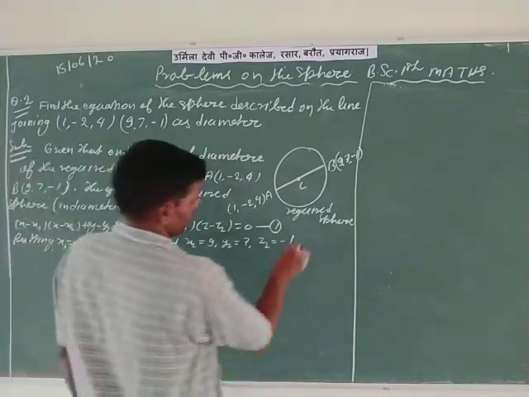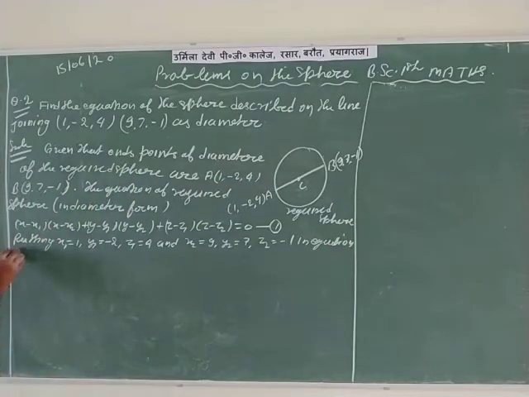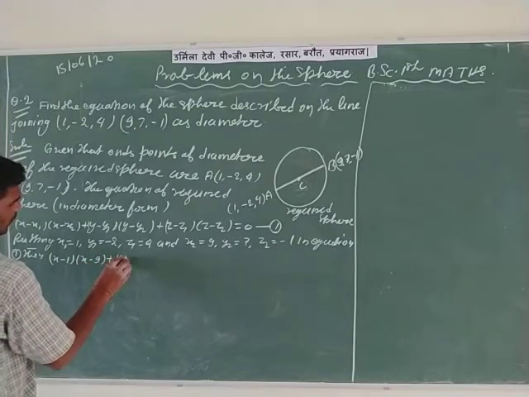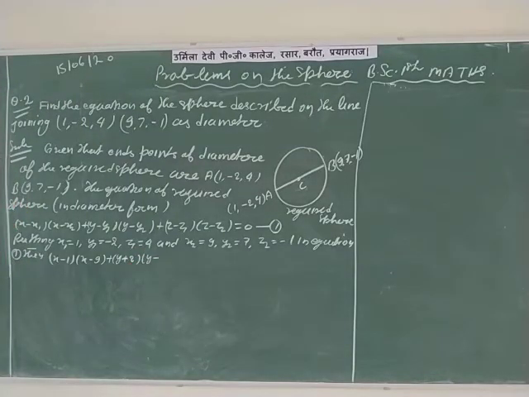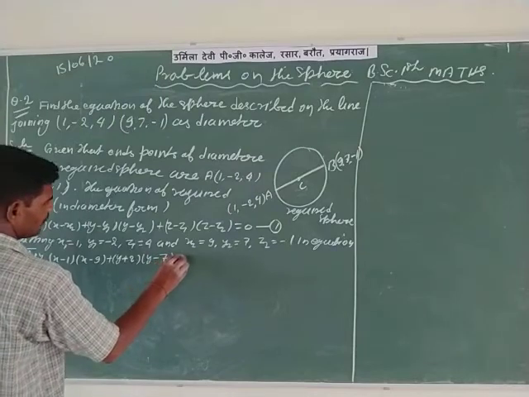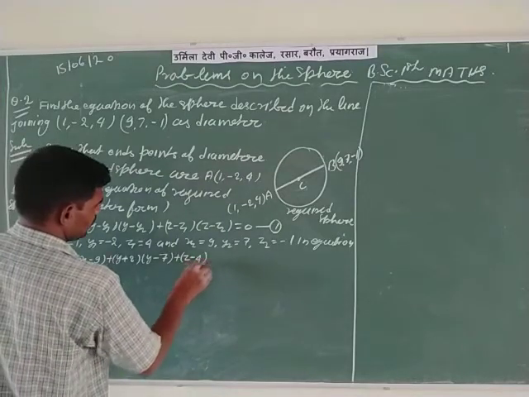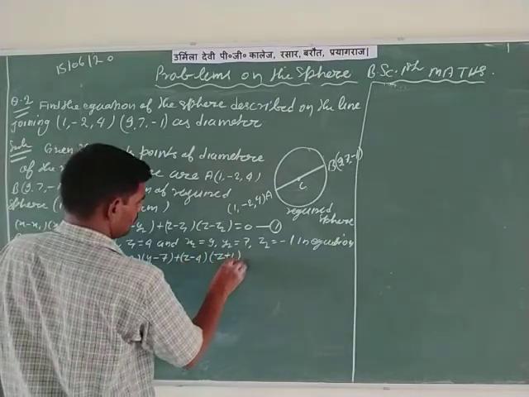In equation first, x minus x1 means 1, and x minus x2, here x2 is equal to 9, so 9 plus y minus y1, y1 is equal to -2, right here plus 2, and y minus y2, y2 is equal to 7, putting 7 plus z minus z1, z1 is equal to 4, and second bracket z minus z2, z2 is equal to -1, so right here plus 1 is equal to 0.